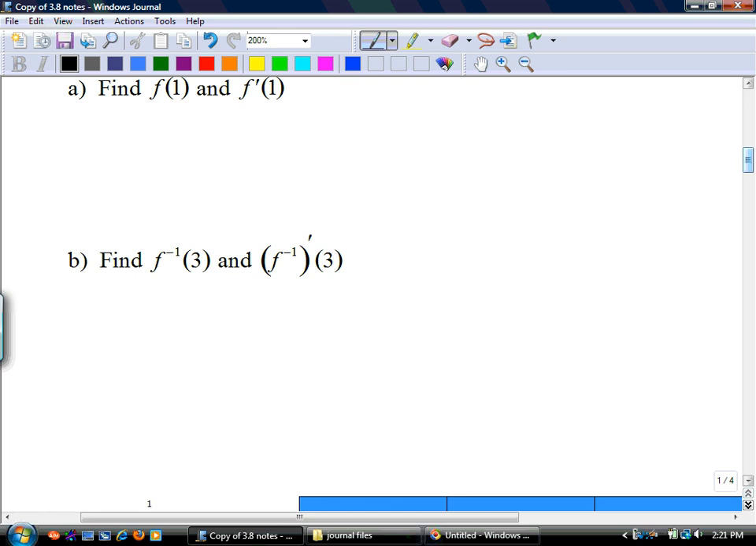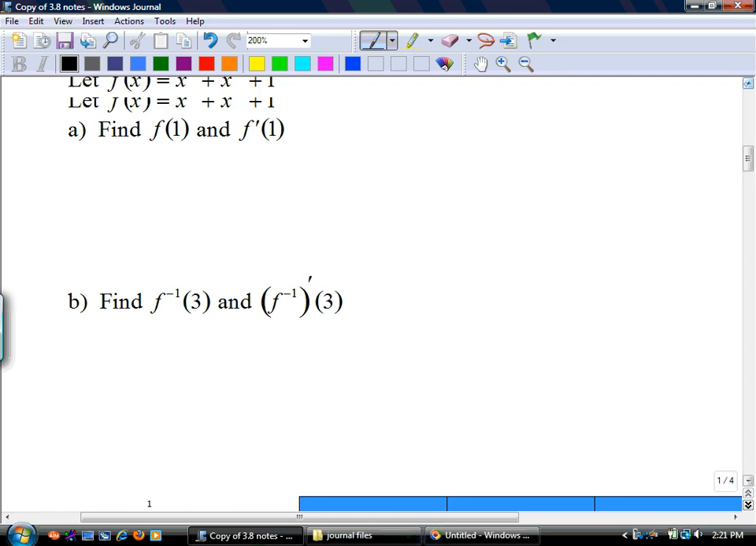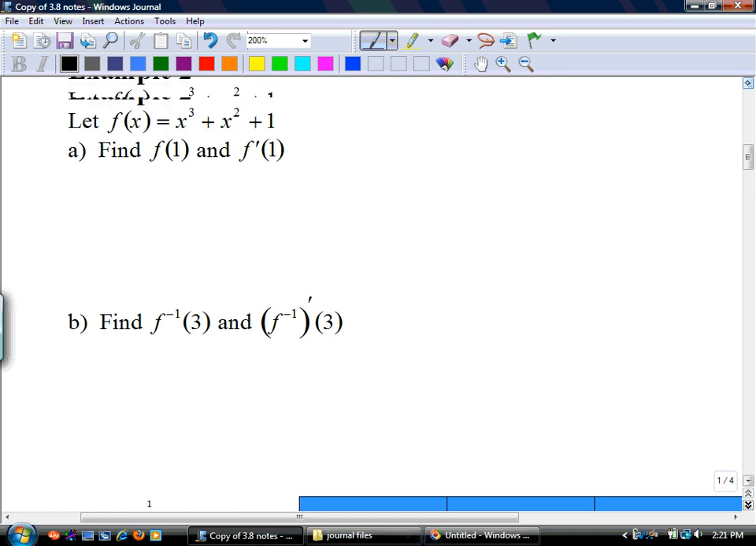I gave you, for example, the long-winded process. Why? One cubed plus 1 squared plus 1.